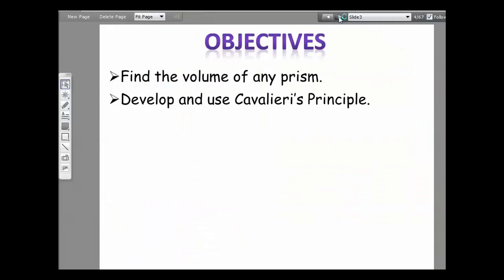Our objectives in this lesson are to find the volume of any prism and develop and use Cavalieri's principle. I do not know if I'm pronouncing that name right. I think y'all are doing pretty good on finding the volume of a prism, but this principle is going to be totally new, but it helps make things easier as well.